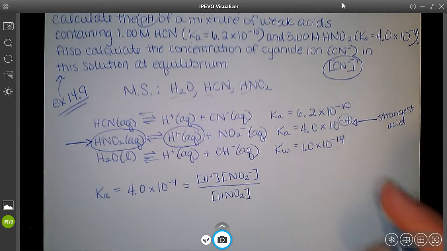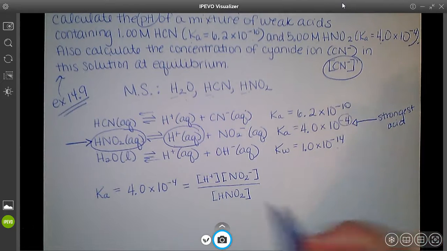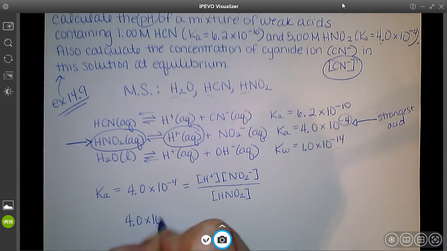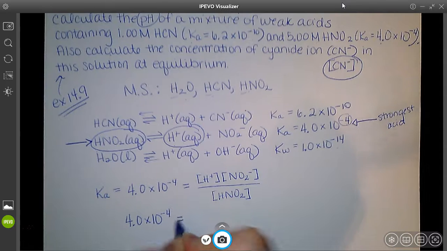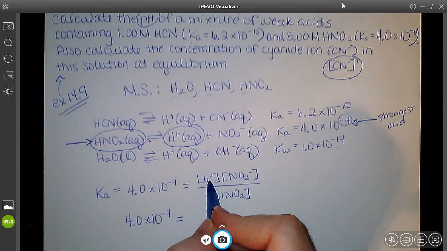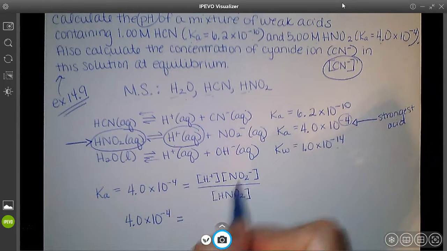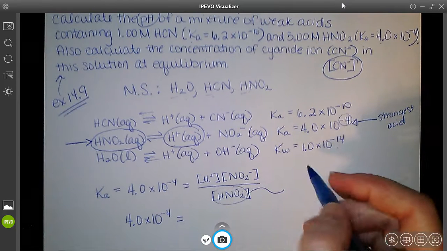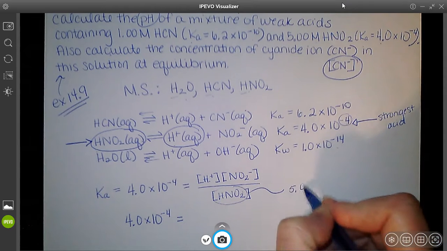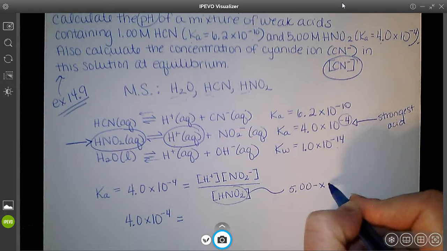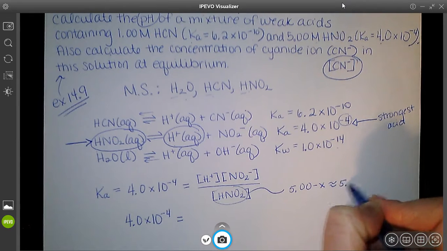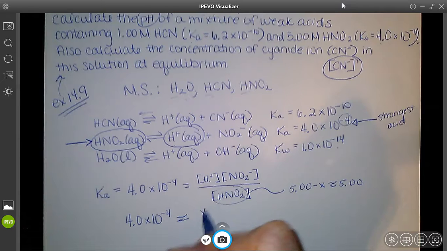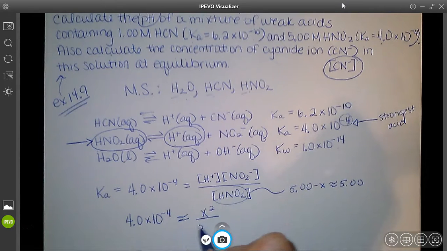Now you could do your ICE chart. We've done a lot of our ICE charts, so I'm going to assume you know what to plug in here. So remember, this is going to be X, this is going to be X, and this would be your initial concentration minus X, 5.00 minus X, but we're going to make that approximately 5.00. So this is approximately X squared over 5.00.